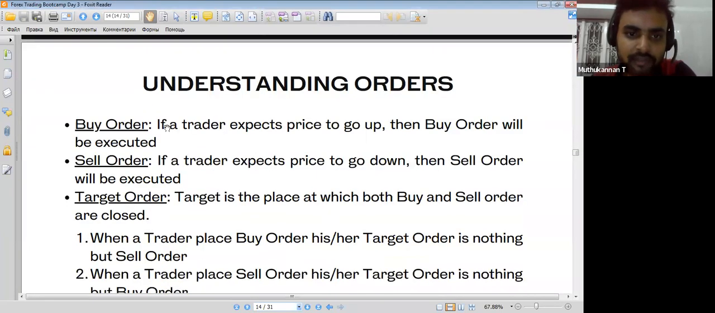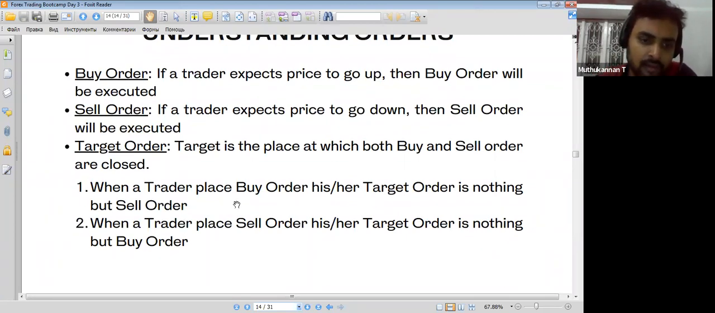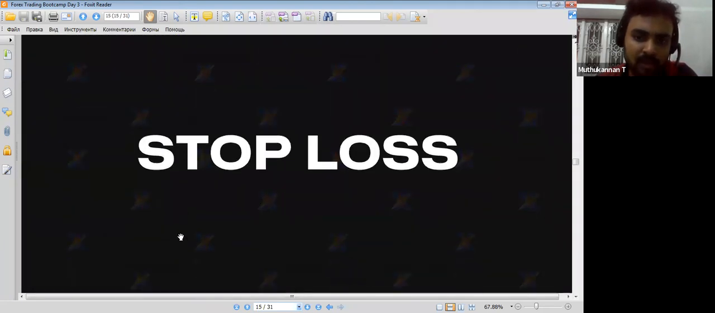So what is a buy order? If a trader expects price to go up, then a buy order will be executed. What is a sell order? If a trader expects the price to go down, then a sell order will be executed. What is a target order? When a trader places a buy order, his or her target order is nothing but a sell order. When a trader places a sell order, his target order is nothing but a buy order. Okay. Similarly, stop loss.